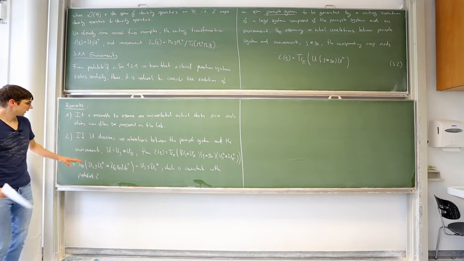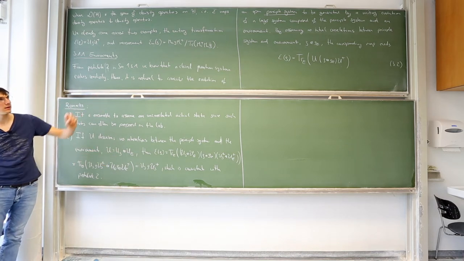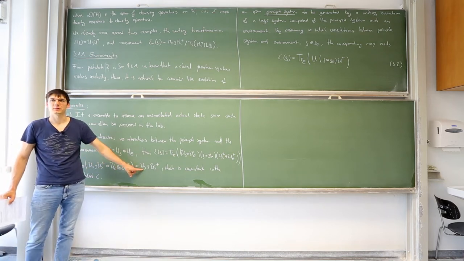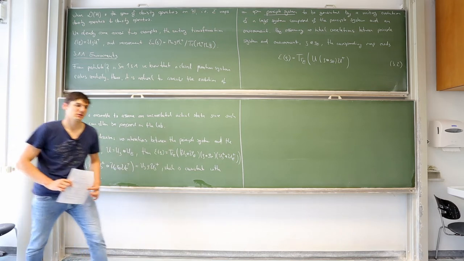Okay, so we assumed no interactions between system and environment, and from this equation 3.2, we then see that we get a unitary evolution of our principal system. Makes sense, because postulate 2 says that a closed system evolves unitarily. Right, so it's consistent.